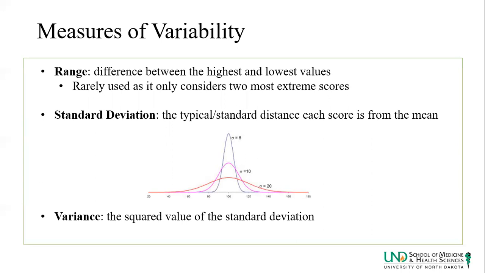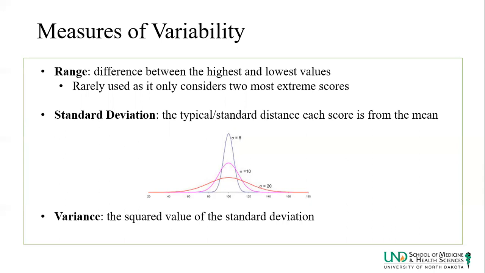This slide describes the different measures of variability. One measure of variability is the range. The range is simply the difference between the highest and lowest values in the dataset. This is not used or reported too often since it only takes into account the two most extreme scores.